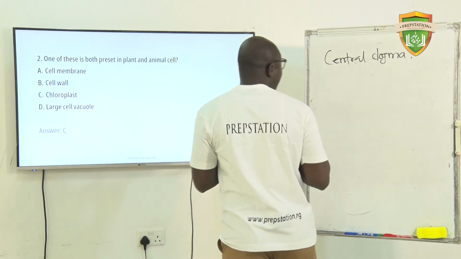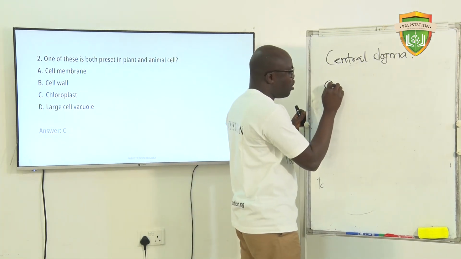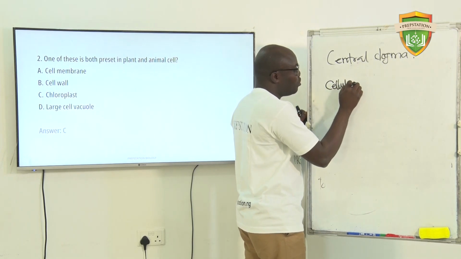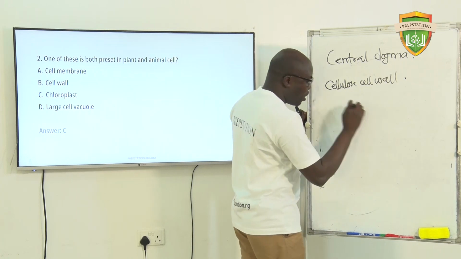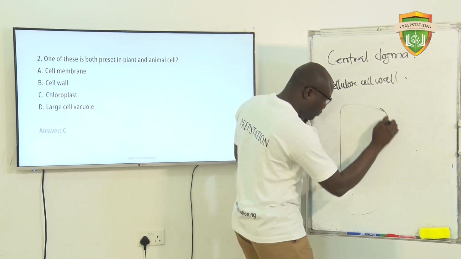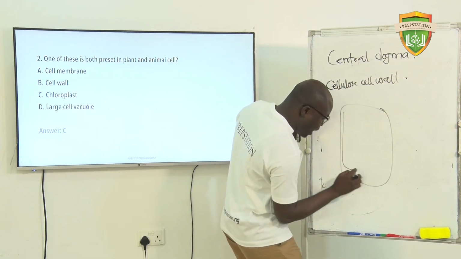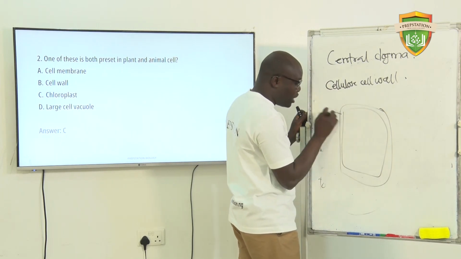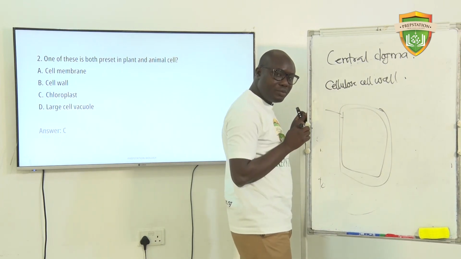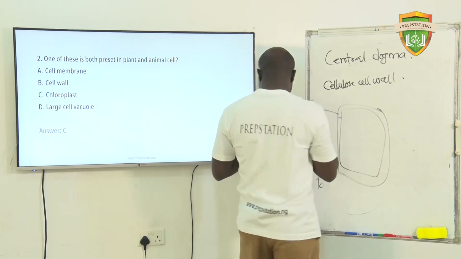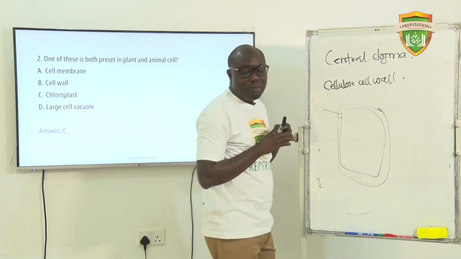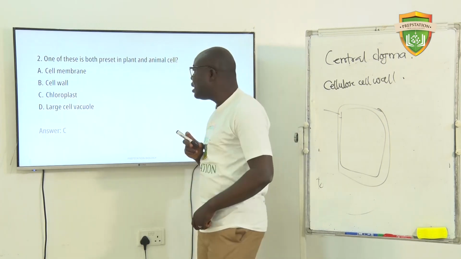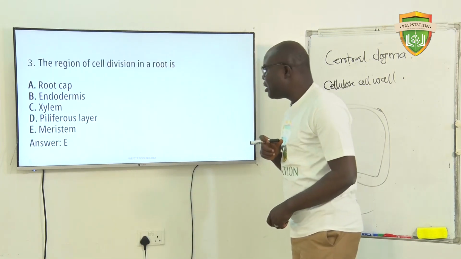Now, if you are labeling plant cell, we always write cellulose cell wall, right? Now, it has two layers and another one. This is the cell wall there, followed by the cell membrane. Am I with you, please? So, the answer for that question is cell membrane. Cell membrane is present in plant cell and in animal cell.